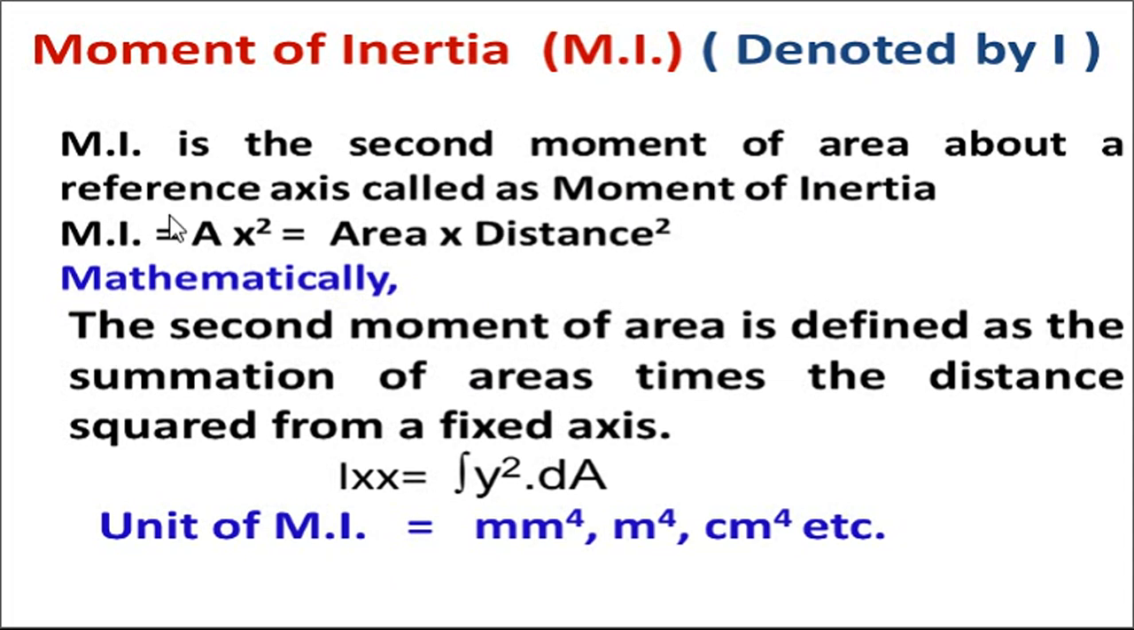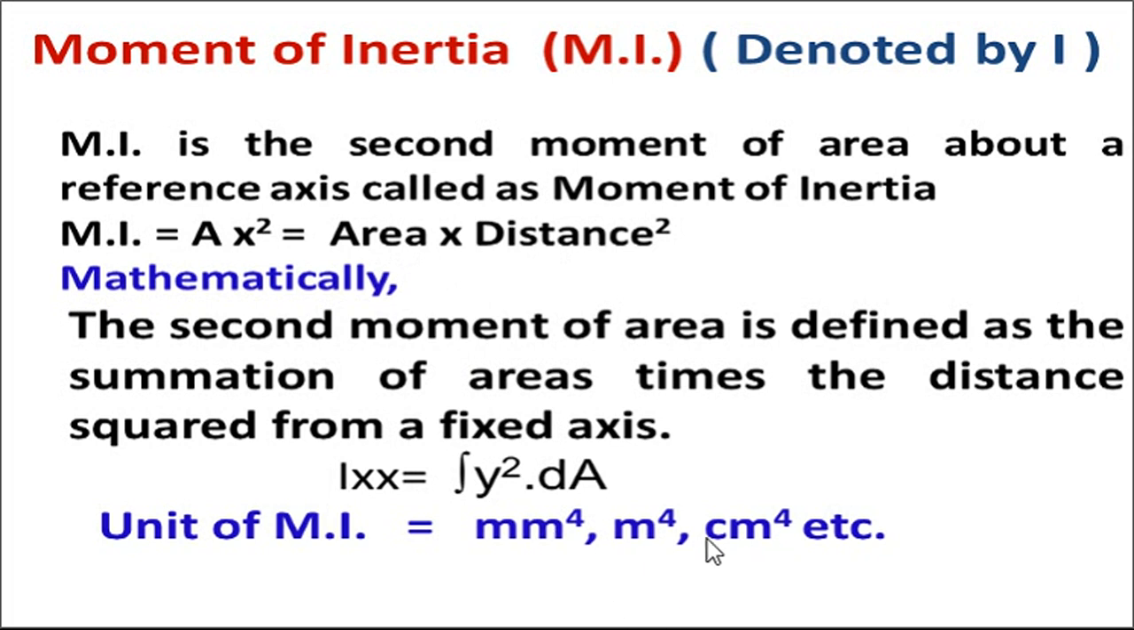It is the second moment of area. Second moment means what? Area is area, and second moment means x into x, that is x square. So area into distance square, you will get MI. In simple language you can write MI is equal to A x square, that is area into distance square. So it is the second moment of area called moment of inertia, and the unit is mm raised to 4, meter raised to 4, centimeter raised to 4. Why is it raised to 4? The unit of area is, suppose, meter square, and distance square is also meter square, so it will be meter raised to 4.